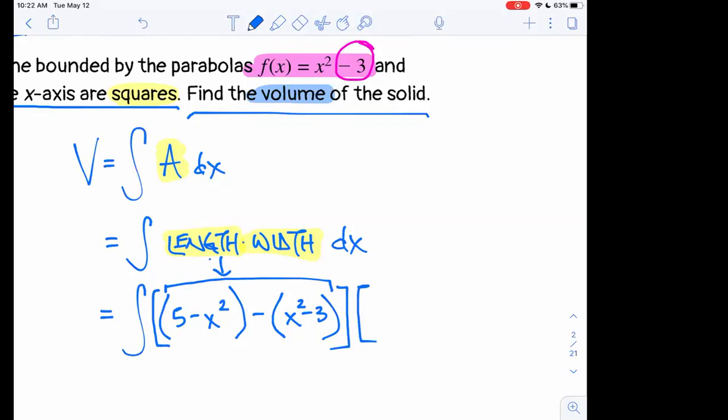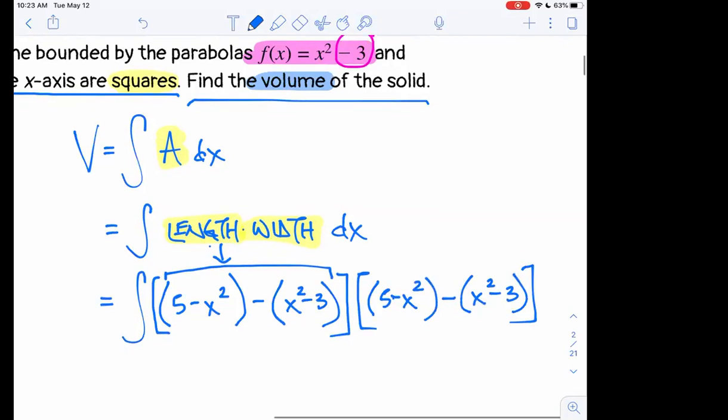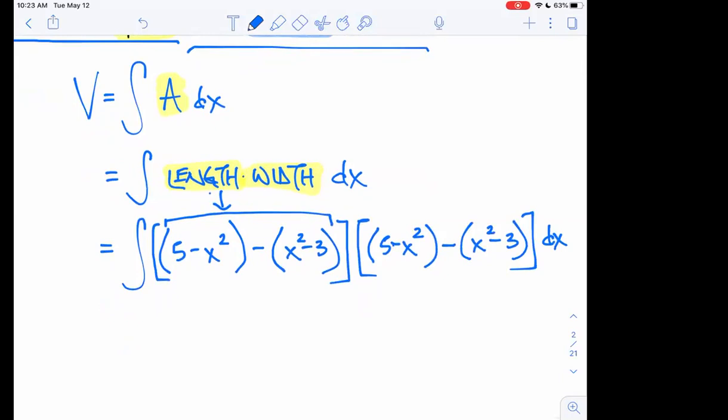How can we represent the width of this particular square? Same thing, right? So I'm going to go ahead and write that again. 5 minus x squared minus x squared minus 3. And I'm going to sneak in a dx at the end, okay? So the first one represents the length, and the second thing represents the width. And again, we can say that they're the same because it's a square.